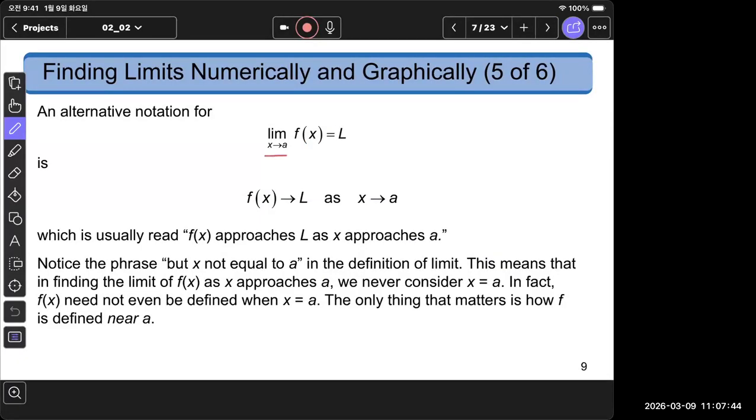Sometimes instead of this notation, we may use this expression: f of x approaches L as x approaches a. And as I said, we do not consider the case when x equals a. So f of x may not be defined at that point, or may be defined. It doesn't matter. We do not care about the case when x equals a.